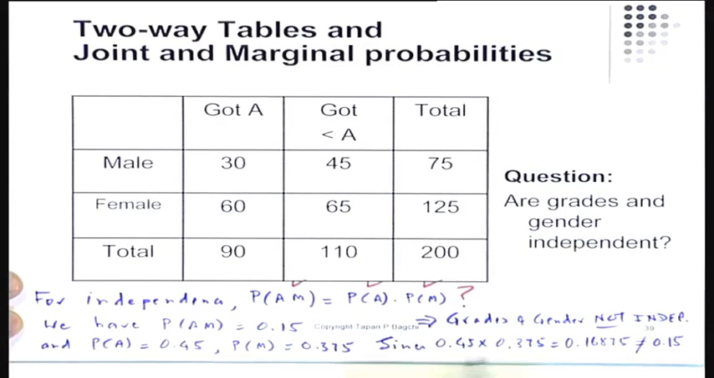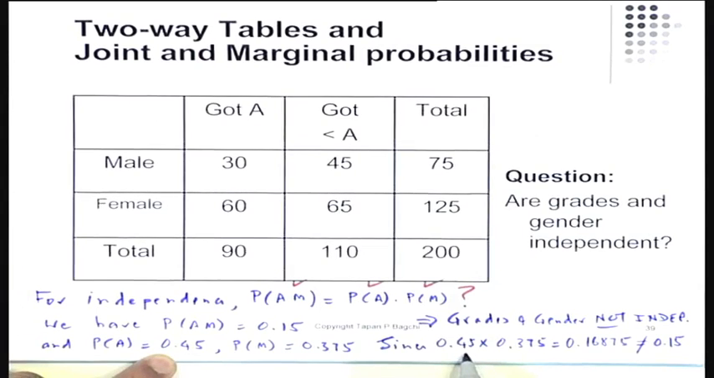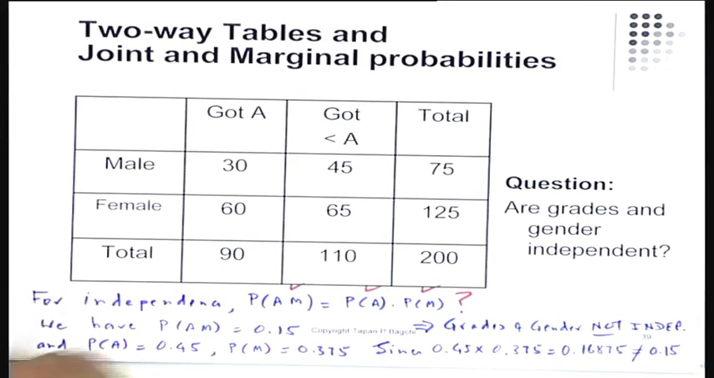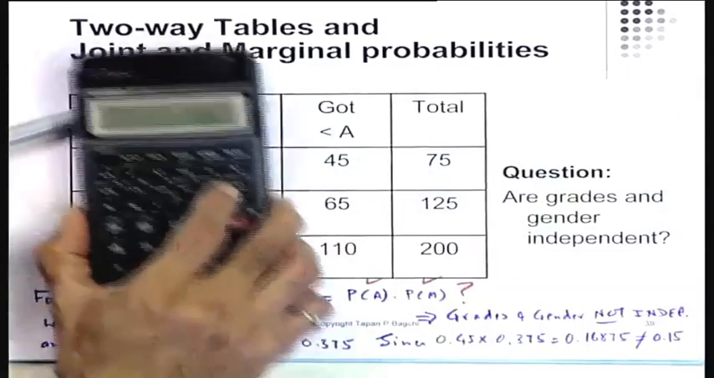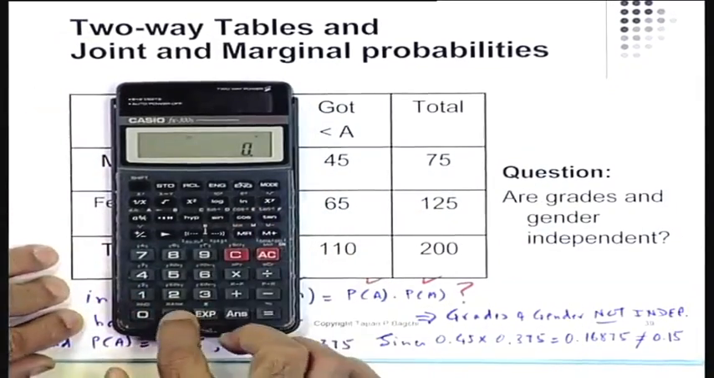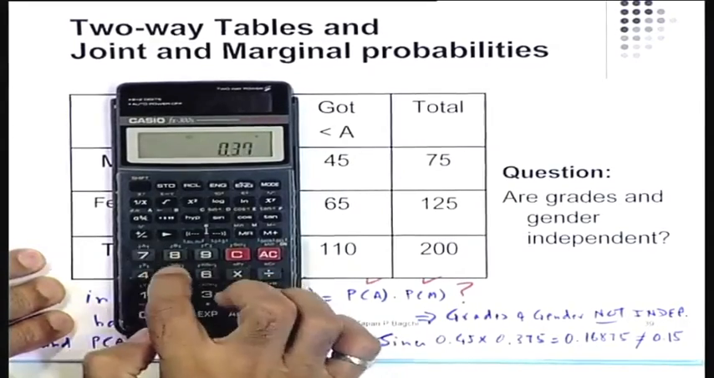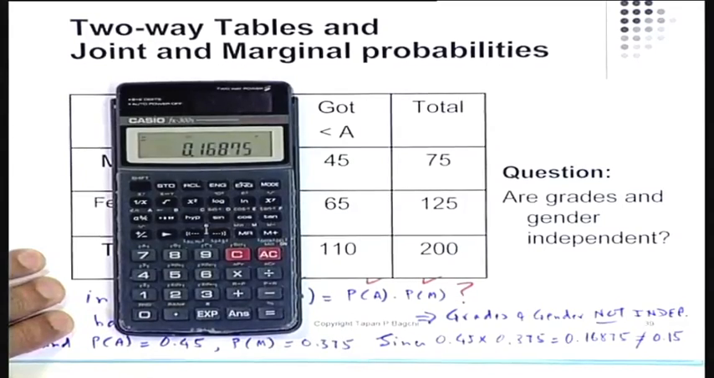And what I did was, I took the value of P(A) and I took the value of P(M), multiplied them. And let me just do it for you so that you'll believe that I've done the job. I have 0.45 multiplied by 0.375 equal to, and I get 0.16875.